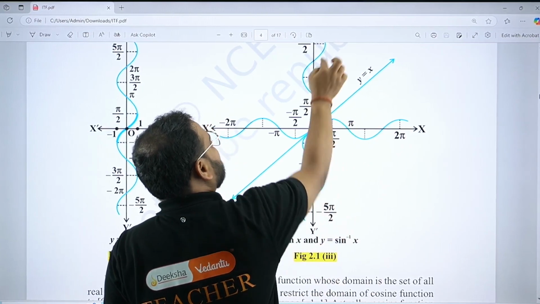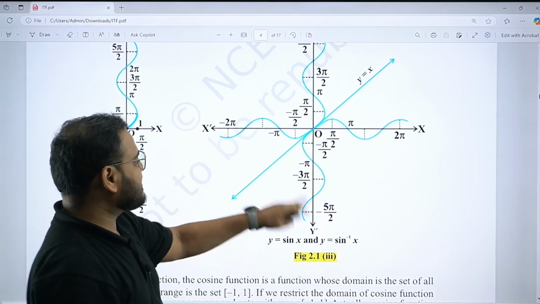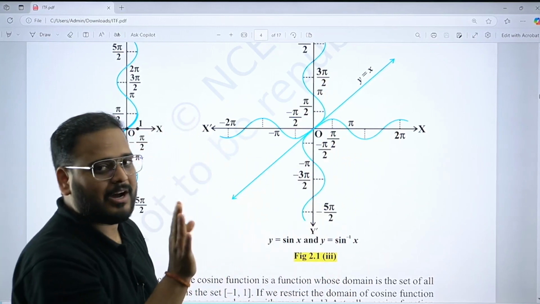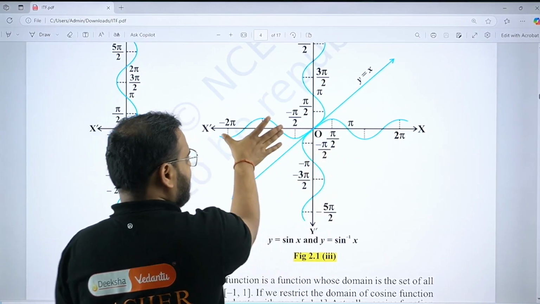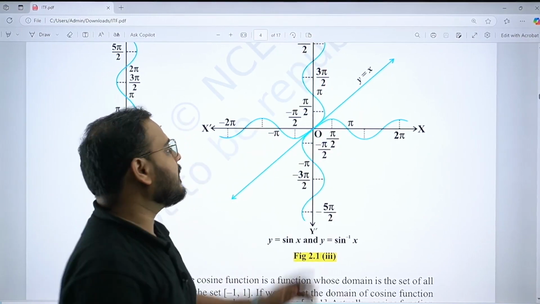This is after 0, sin inverse of x. This is the mirror image, and this is the mirror image. Not this whole thing is the mirror image of this. There is no graph like that. This mirror image is over here, and this mirror image is over here. About which line? Y equal to x line.